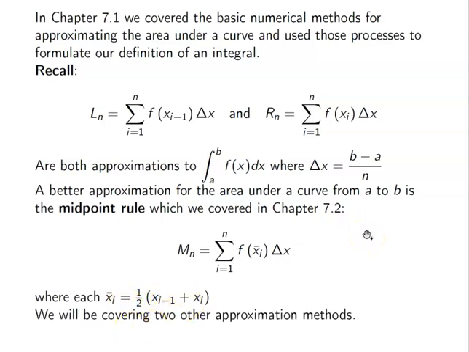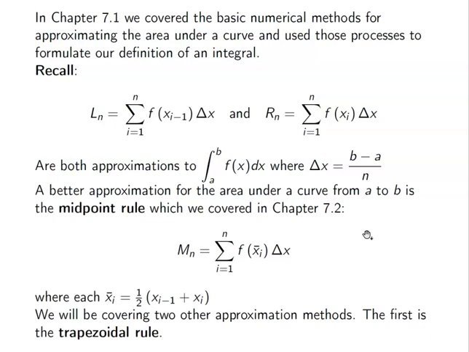So in this section, we're going to cover two more methods for approximation, and we will look back on the left-hand, right-hand and midpoint approximations and compare them all. The first one that we're going to talk about is the trapezoidal rule. Here we're using trapezoids in order to find the area under a curve instead of rectangles.